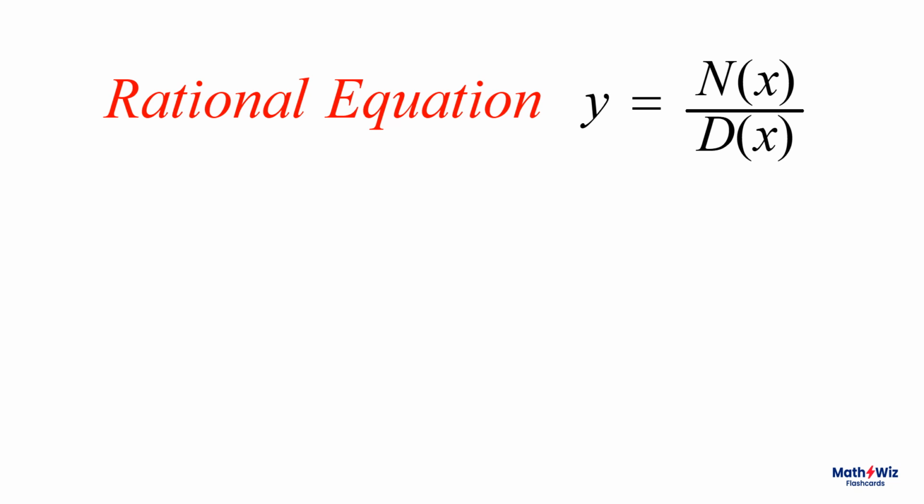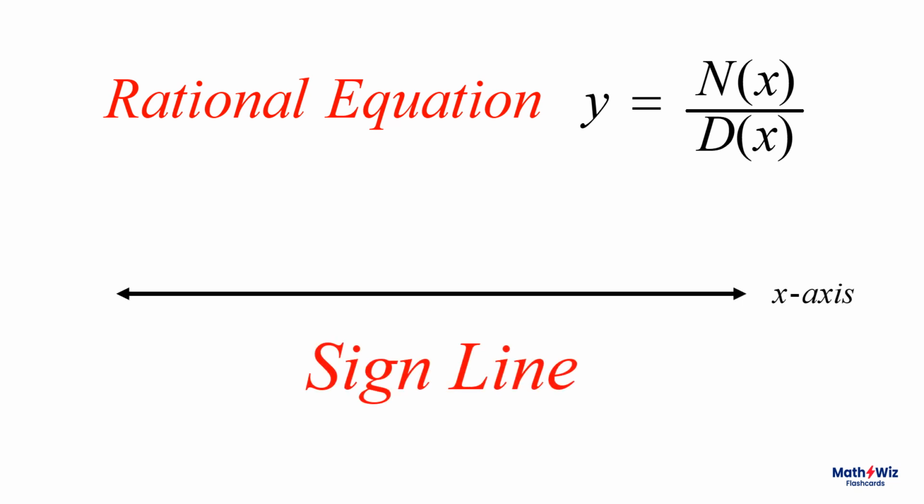Here's an example of a complicated sign line. It has zeros, it has positives, it has negatives, and that blue dashed line is a vertical asymptote. We'll talk more about that later.